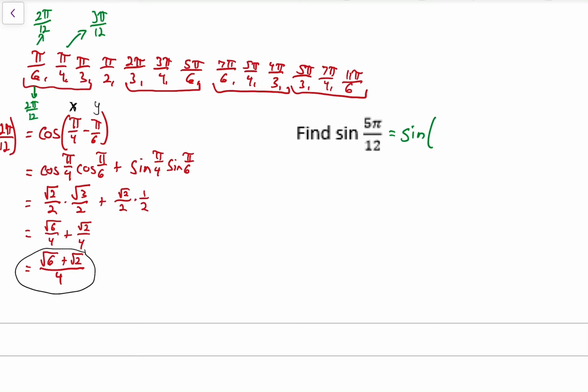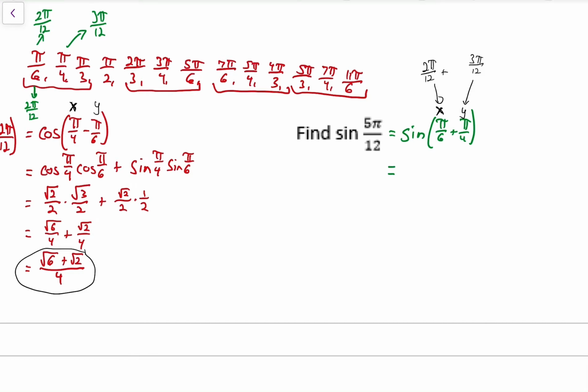So we can write this as pi over 6 plus pi over 4. And once again, we can do that because this is 2 pi over 12 plus 3 pi over 12, which gives us the 5 pi over 12. And so now we're just going to use our formula again. So this will be our x, and this will be y, and we're going to plug in.